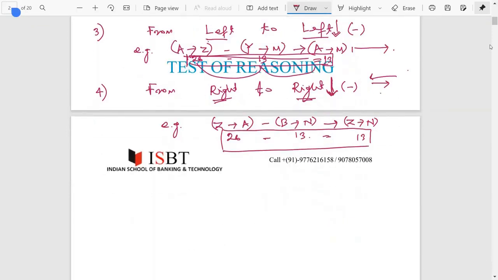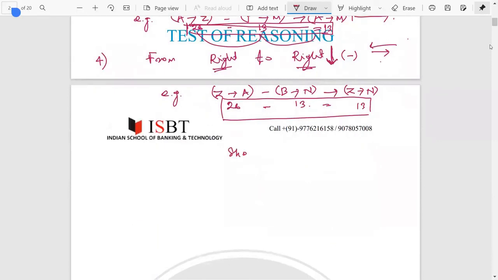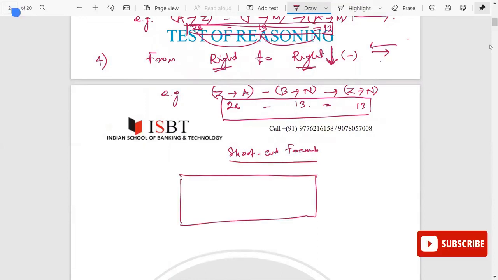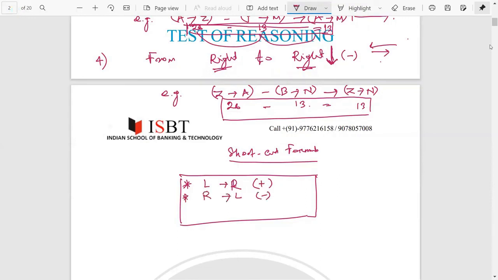So hence we reach the final conclusion that this is a shortcut method. You can write down the shortcut formula in a box. Number 1, from left to left, that is LL. From left to right, one direction to another direction, means the number of letters increases, that will be plus sign. And again from right to left, that also means positive. Then left to left, same direction, means minus, and also right to right, same direction, means minus. From one direction to another direction is positive, and same direction means negative.